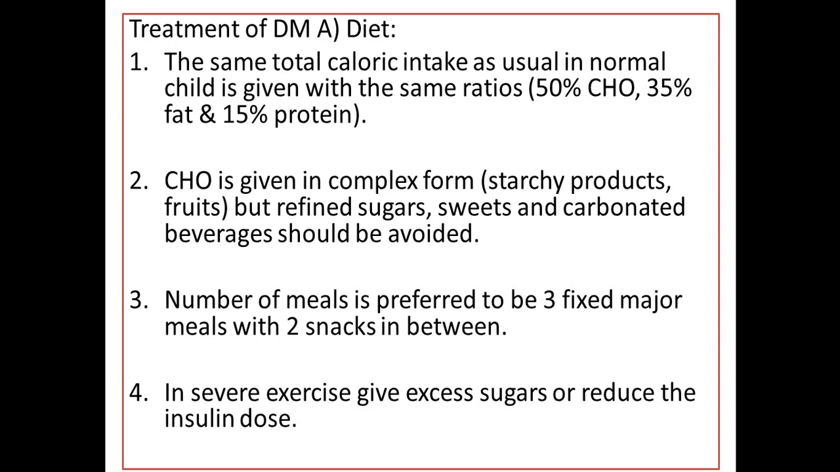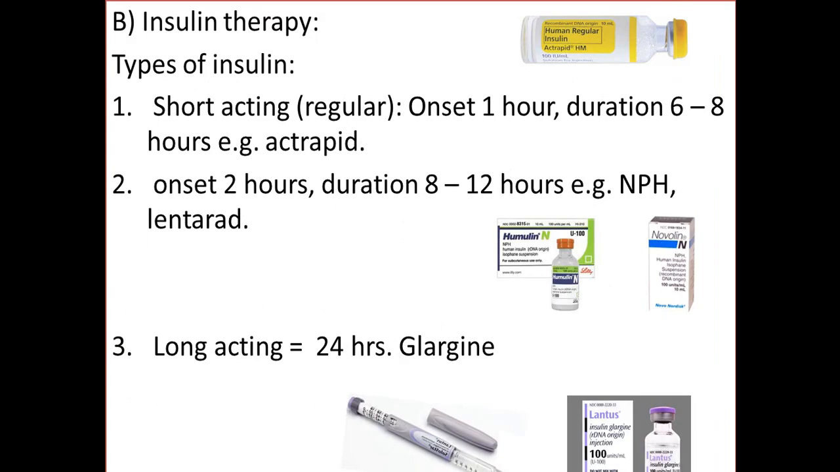This should be avoided. The number of meals is preferably 3 fixed meals, and 2 snacks in between. We have to remember about exercise: if there is severe exercise, we have to give extra sugar, or we need to reduce the dose of insulin. So in insulin-dependent diabetes, as we said, the treatment is giving a controlled diet and giving insulin.